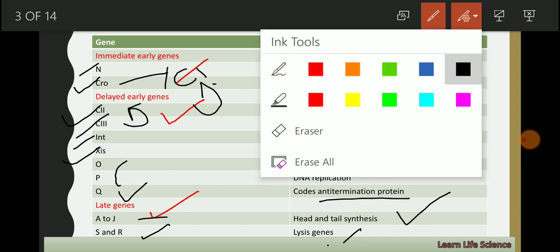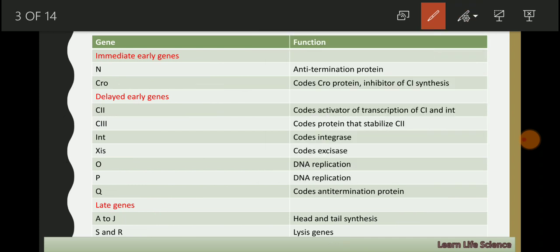In this one chart you can clearly see the genes and classify them according to their pathway, that is lytic and lysogenic pathway. For example, N gene is involved in lytic pathway, CRO gene is also involved in lytic pathway, delayed early genes, that is C2 is involved in lysogenic, C3 is involved in lysogenic, and O, P and A to J, S and R involved in lytic cycle. Okay, so it is going to be really simple for you.